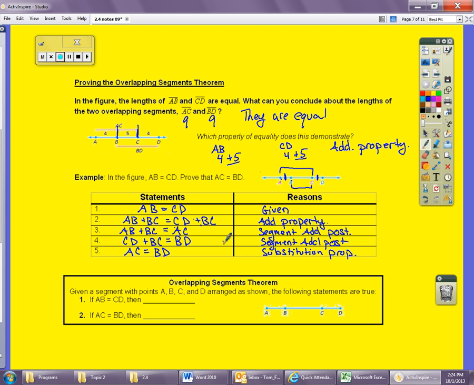Now, with the overlapping segment theorem, if AB is equal to CD, then we know that AC is equal to BD. So if AB is congruent to CD, this entire thing is congruent to this entire thing. And if it's the opposite, if we know that AC, the entire thing, is equal to BD, the entire thing, then AB is equal to CD. And that is our overlapping segment theorem. Now tomorrow in class we're going to work on those examples and then get into the overlapping angles theorem.